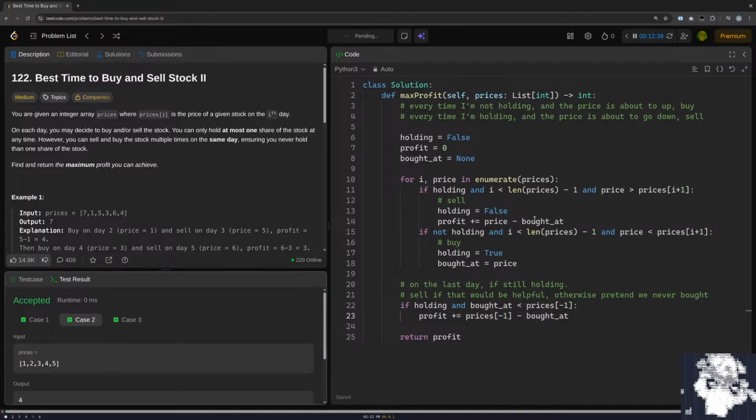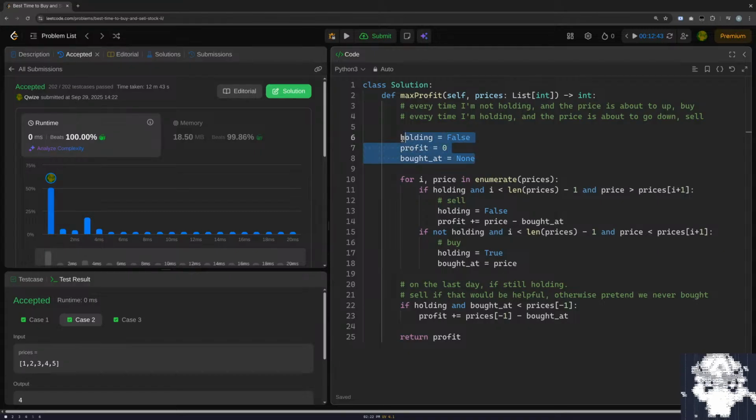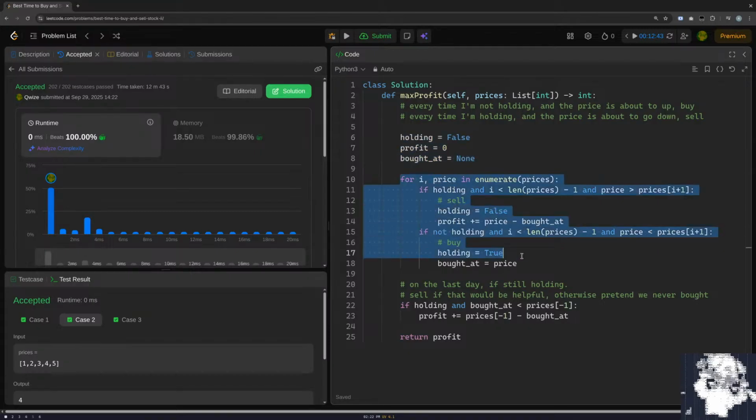Okay, let's submit that. Zero milliseconds, 100%. Good, so we know this is optimal because, again, O(1) extra space, we're just holding a few more variables. O(n) time, because we're just iterating over the list once.